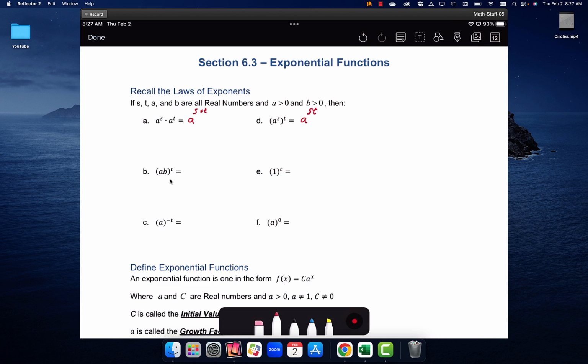In this example, we're going to simplify this to a to the t, b to the t. 1 raised to the t power is simply just 1. A to the negative t, typically when we have negative exponents, we want to eliminate the negative exponents. So to do that, we're going to take it to the opposite side of the division bar. Think of it as a over 1 to begin with, and to remove the negative power, we'll simply put that exponential expression in the denominator, and it's now a positive t. And then a to the 0 is 1.